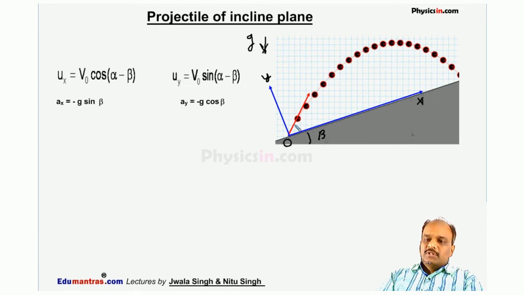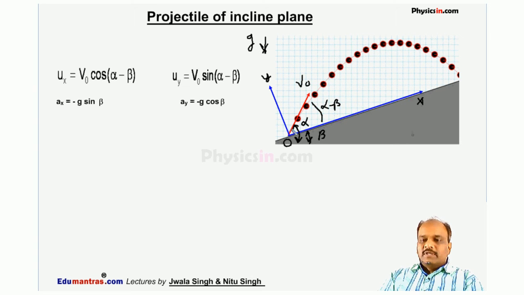Let the particle be projected at an angle alpha with the horizontal ground. This angle is alpha. This angle is beta. Now we can say this angle is alpha minus beta. So the velocity of the particle is v naught, the speed of projection. It is projected at an angle alpha with the horizontal ground. The inclined plane makes an angle beta. So the angle made by this projectile with the x-axis or with the incline is alpha minus beta.